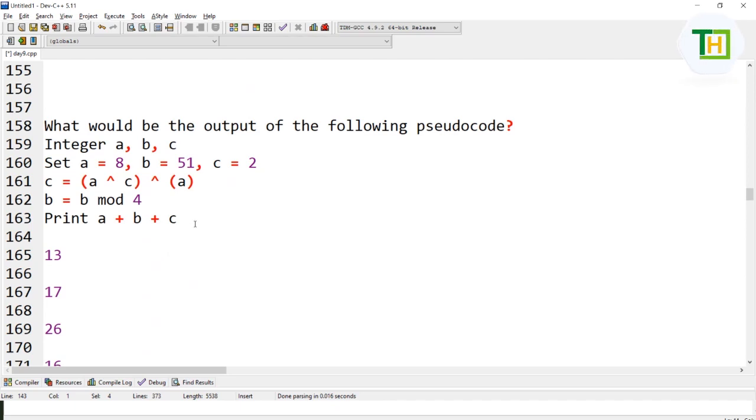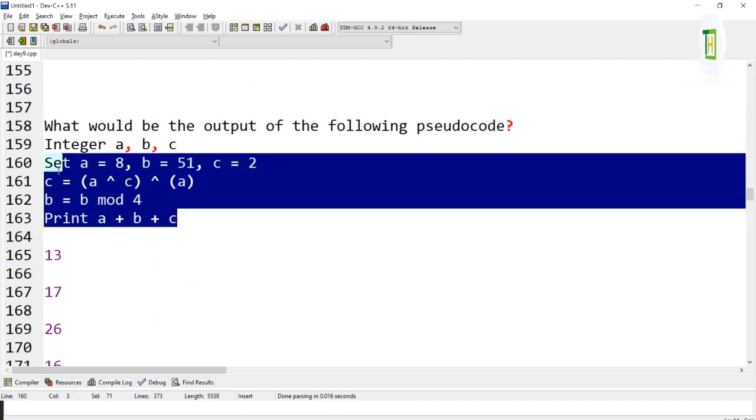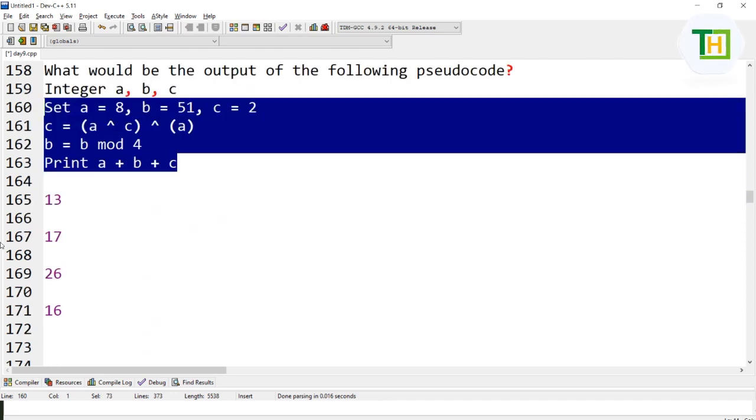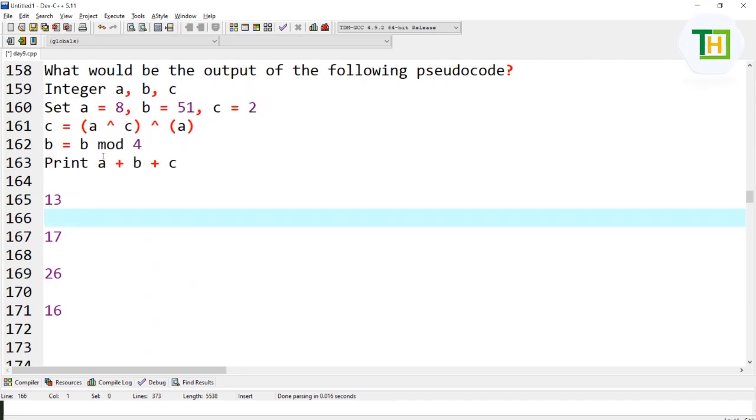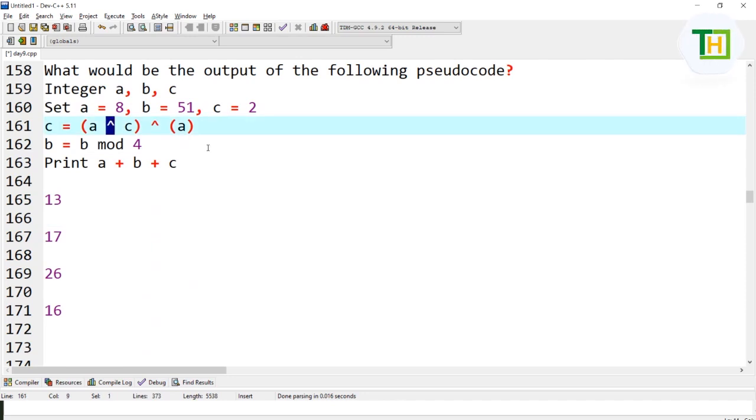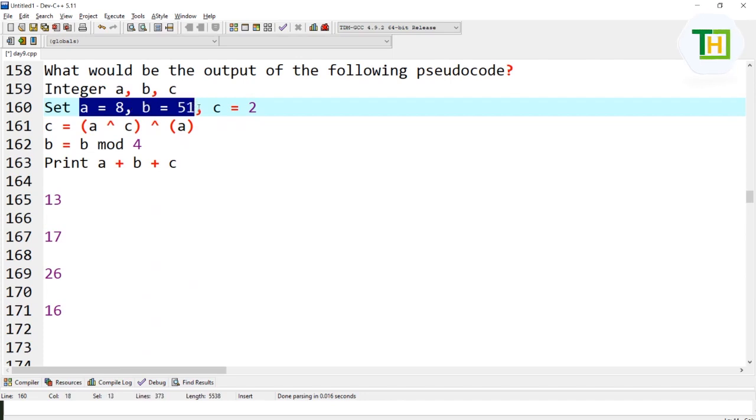Now observe here, these types of questions are mainly asked in Capgemini. This type of bitwise operations, especially this bitwise XOR gate. Okay. Now A value is 8, B value is 51, and C value is going to be 2 here.